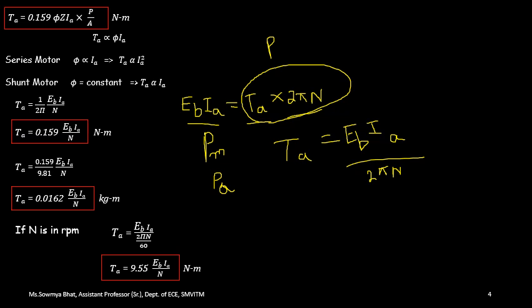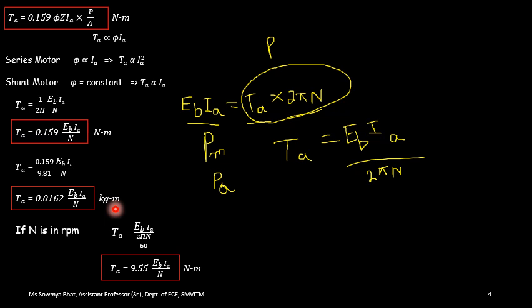The same thing I have written over here also, that is armature torque TA is equal to 1 divided by 2 pi into EB Ia divided by N. So this will be in terms of Newton meter. So 1 by 2 pi can be written as 0.159 EB into Ia divided by N, with the unit expressed in Newton meters. Once again, if I want to convert this into kg meter, then straight away divide this value by 9.81, which is going to yield a value of 0.0162 into EB Ia divided by N. So this value will be expressed in terms of kg meter.